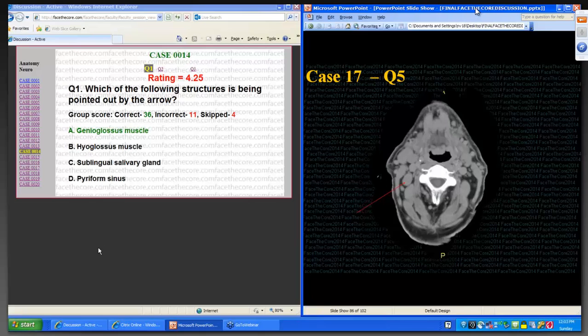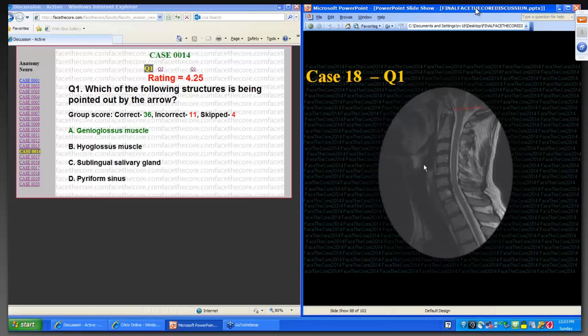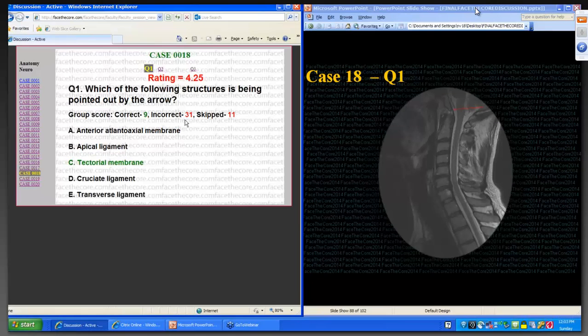Okay. Now we were on case 18. Can you show the choices again? Sure. So anterior atlantoaxial membrane, apical ligament, tectorial membrane, cruciate ligament, or transverse ligament. And the correct answer is tectorial membrane, contiguous with the posterior longitudinal ligament.